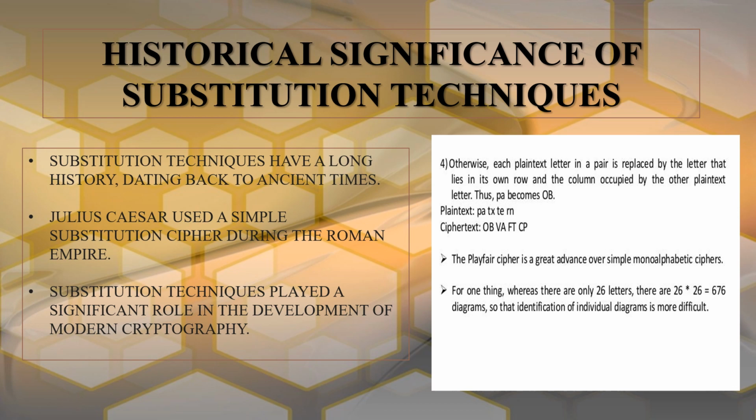Otherwise, each plain text letter in a pair is replaced by the letter that lies in its own row and the column occupied by the other plain text letter. Thus, PA becomes OB. The plain text PA, PX, PERN will be converted to the cipher text OB, VA, FT, and CP. The Playfair cipher is a great advance over the simple monoalphabetic cipher. For one thing, whereas there are only 26 letters, there are 26 times 26, which equals 676 digrams, so identification of individual digrams is more difficult.